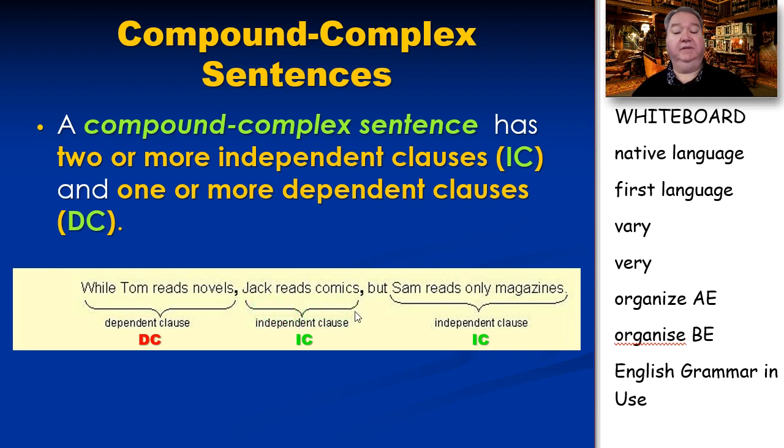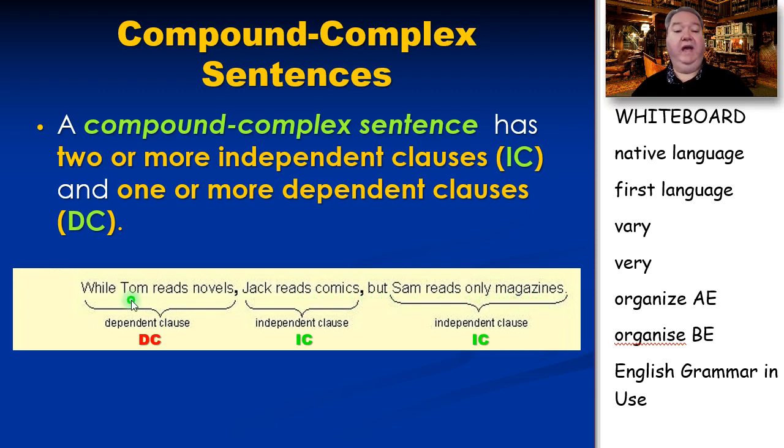Jack reads comics. Notice we have a comma and a conjunction here. What do we use a comma and a conjunction for? To join independent clauses, to make a compound sentence. Sam reads only magazines, so another independent clause. So if we only look at this part, Jack reads comics, but Sam reads only magazines, that's our compound sentence. Independent clause, comma, conjunction, independent clause.